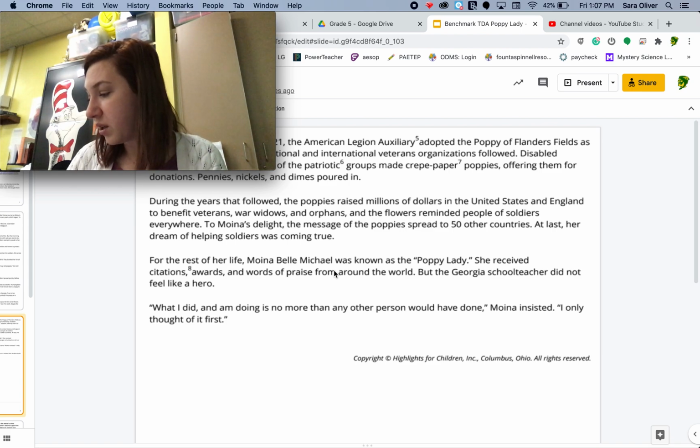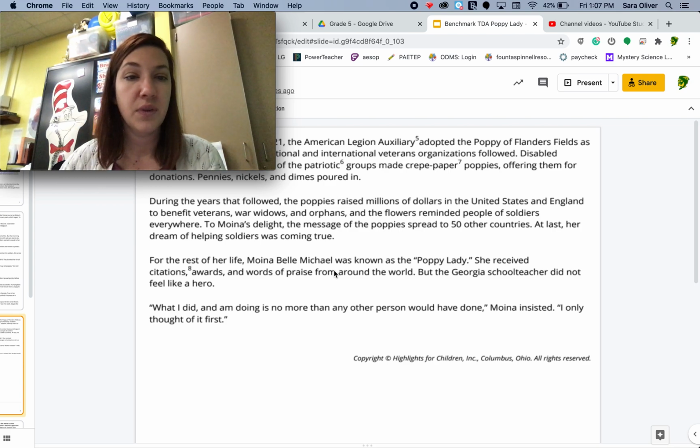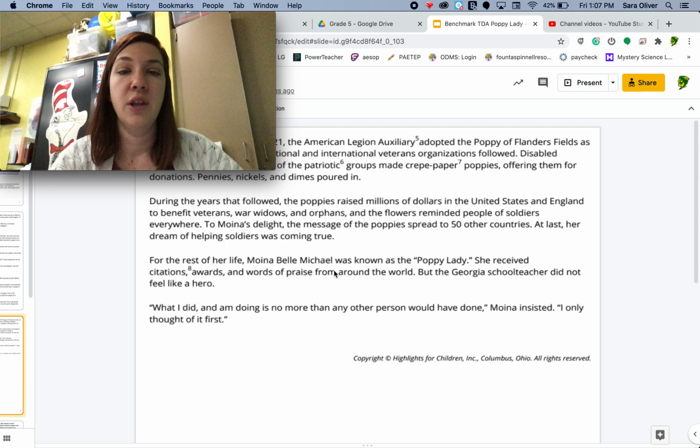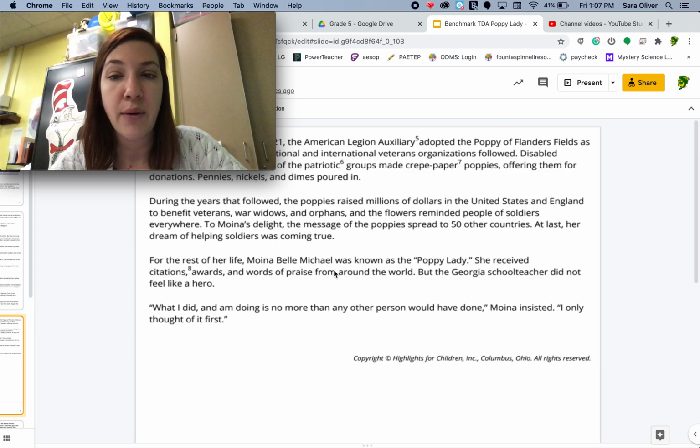Other national and international veterans organizations followed. Disabled veterans, who were members of the patriotic groups, made crepe paper poppies, offering them for donations. Pennies, nickels, and dimes poured in. During the years that followed, the poppies raised millions of dollars in the United States and England to benefit veterans, war widows, and orphans, and the flowers reminded people of the soldiers everywhere.